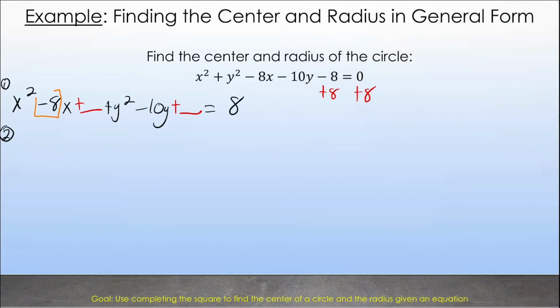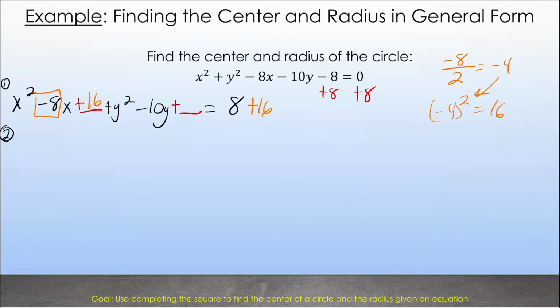So the first thing I'm going to do is take negative 8 and divide it by 2. We get negative 4. We square that number and we get 16. So I'm going to add 16 to that one, but I also have to add it here.